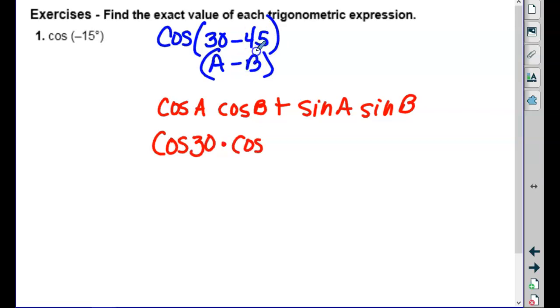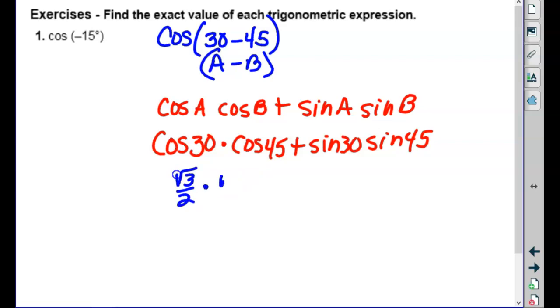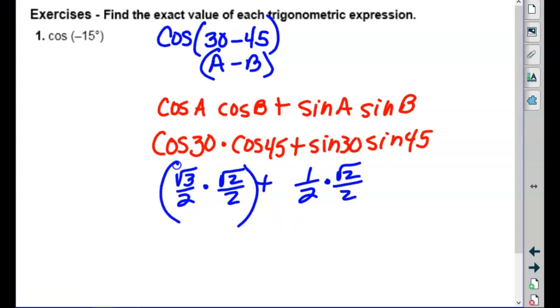Because the minus in here is part of the problem. And then it would be plus sine 30 sine 45. Okay, we need to substitute in values. Flip your sheet over. The cosine at 30 is square root of 3 over 2. The cosine at 45 is square root of 2 over 2. What's the sine at 30? And the sine at 45? Okay. Multiply these together, and what do I get? Square root of 6 over 4, right? Just kidding.